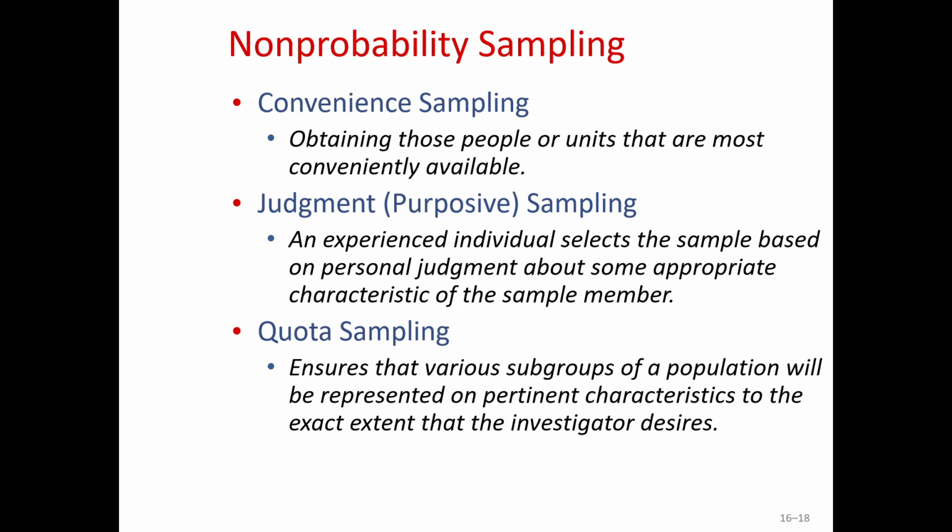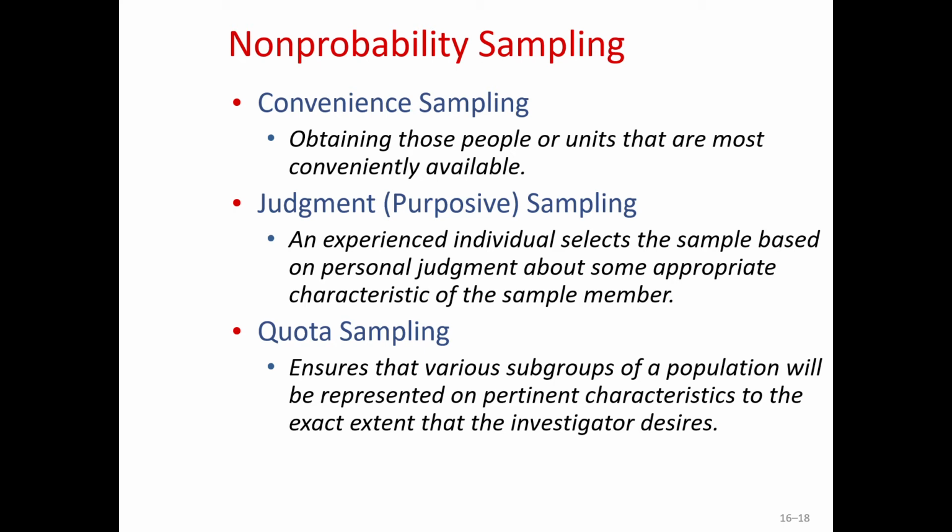CPI, the Consumer Price Index, is based on a judgment sample of market basket items, the housing cost and other selected goods and services expected to reflect the representative sample consumed by most citizens, most Canadians, or whatever country you are taking into account. And the last one, quota sampling.